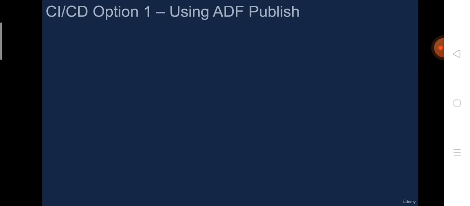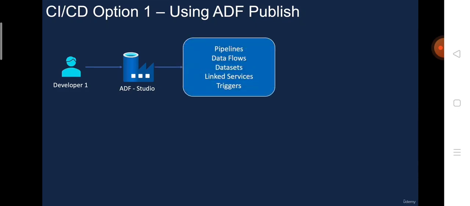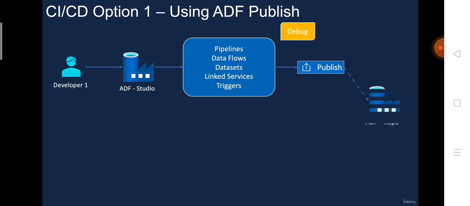Let's start with option 1, and first let's recap the process we've been following so far to develop our COVID-19 project. We've only had one developer on this project, and that's you. We've opened the Azure Data Factory Studio and created the necessary data factory objects such as pipelines, data flows, triggers, etc. We then debugged the pipelines. Once we were happy with the changes, we clicked on the publish button, which carried out the validation of the objects, and if there were no errors, it then stored the objects to the Azure Data Factory repository.